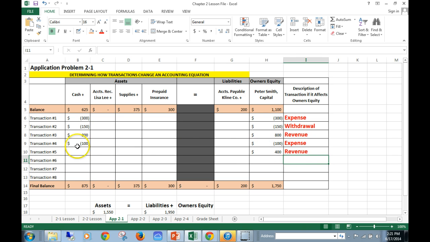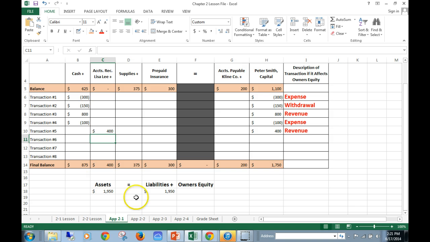Now, we didn't receive the cash at this time, so she owes us $400. We're going to credit her account $400, and she's going to pay this back at a certain point. Notice that our assets still equal liabilities plus owner's equity.